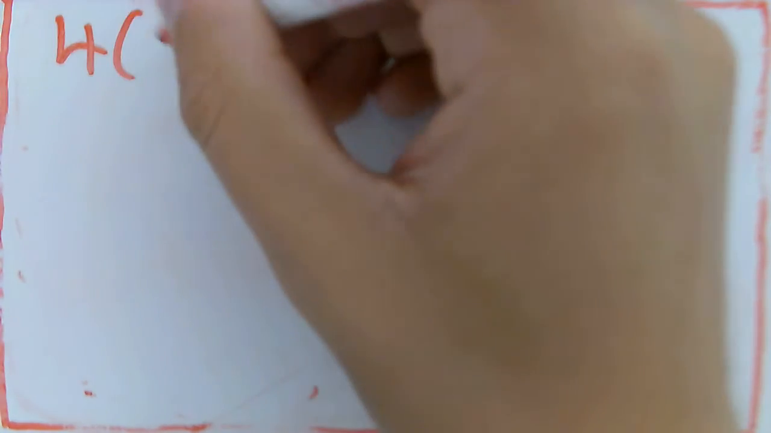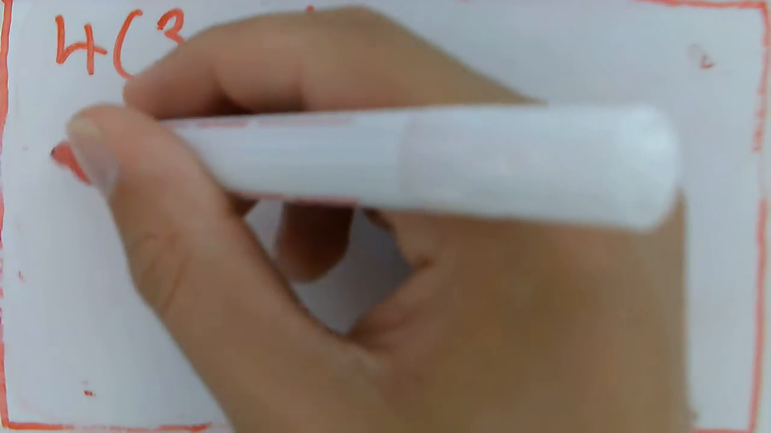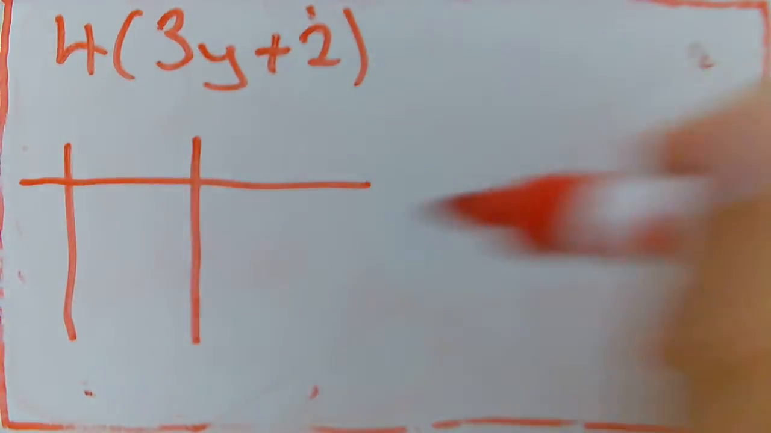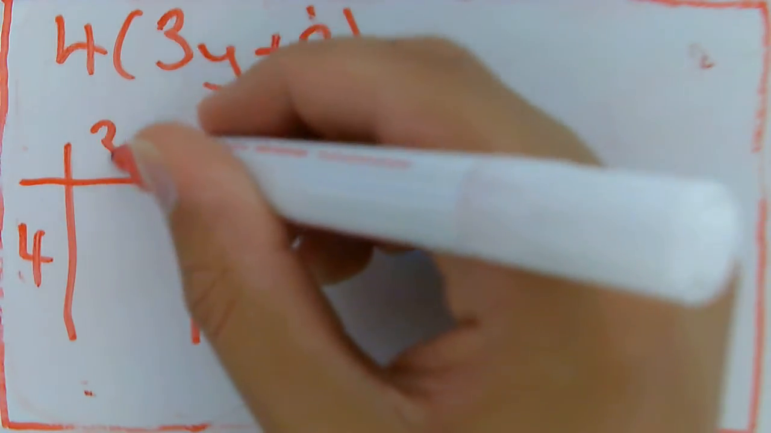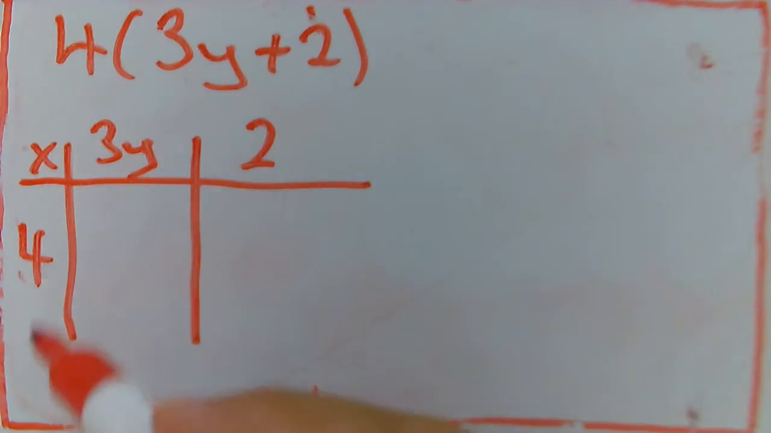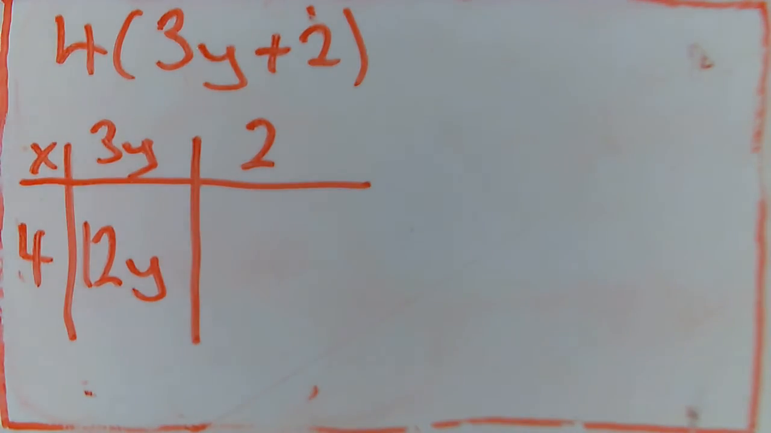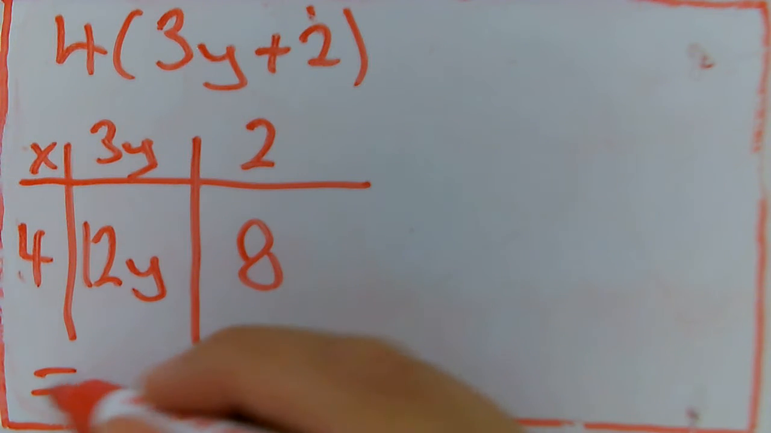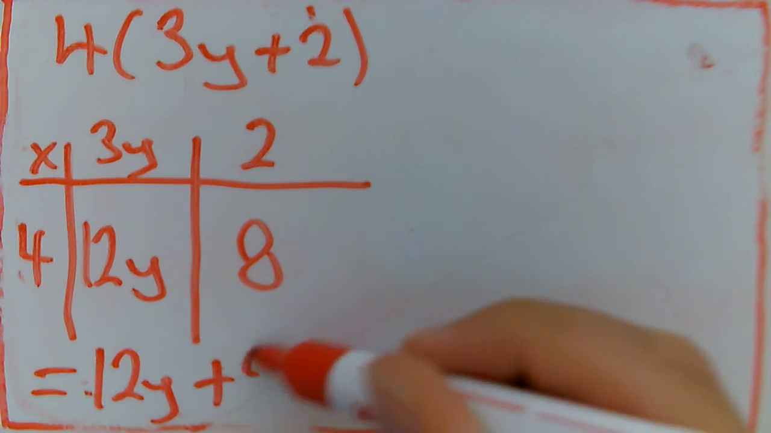Okay, the next one we'll look at is 4, and in brackets 3y plus 2. So again, let's start off with our grid. We'll put a 4 on the left, a 3y, and a 2 up top, and we're multiplying them together. So 4 times 3y, well, we can focus on our numbers first. 4 times 3 gives us 12, and then we've just got this y here on the end. Now we've got 4 times 2, which gives us 8. And we can add these two together, and we get 12y plus 8.